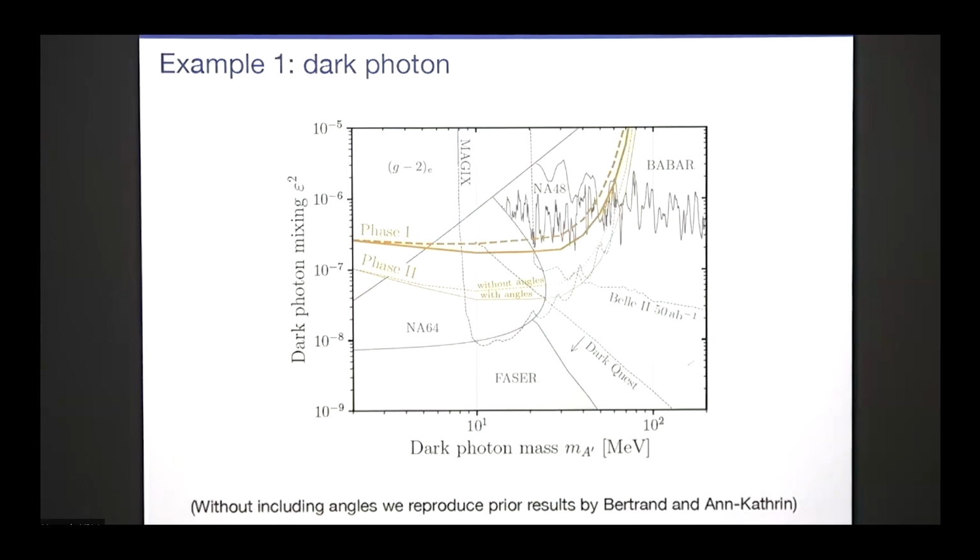So for example, if you look at this for the dark photon, this is our version of a plot that Ann-Kathrin showed. So if you don't include the angles, you get this dashed line for phase 1 and then this thin dashed line for phase 2. For these curves, we reproduce very well Ann-Kathrin's result and also Bertrand's results from a few years ago. And this is sort of showing how much better you do if you also include some angular information.